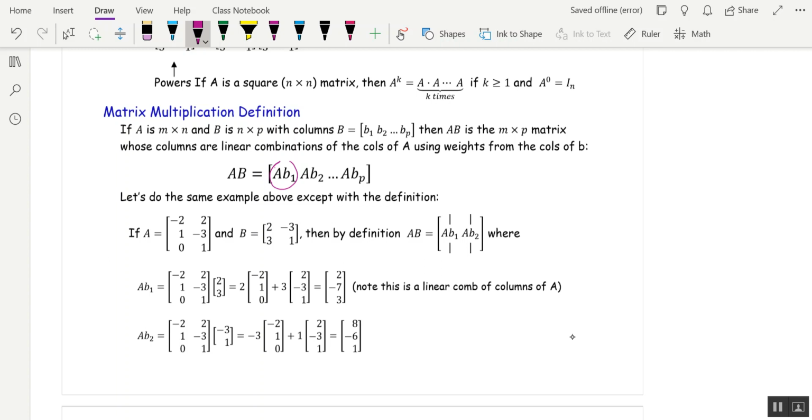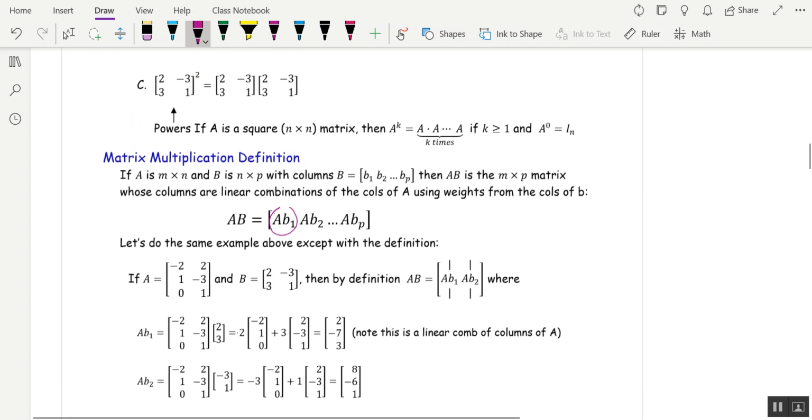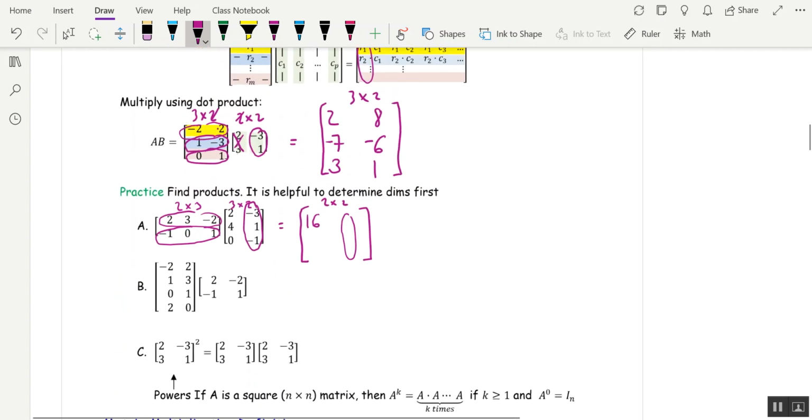So here I have the matrix A, and I put in the column B1. B1 was 2, 3. Now what I'm going to do is use the definition of matrix vector multiplication, not the dot product one that we've been using, but the actual definition, which says I use the columns of A and weight with the entries of B. So twice column 1 plus 3 column 2. Note I get 2, negative 7, 3. That should be the first column up here. Yes, it is.